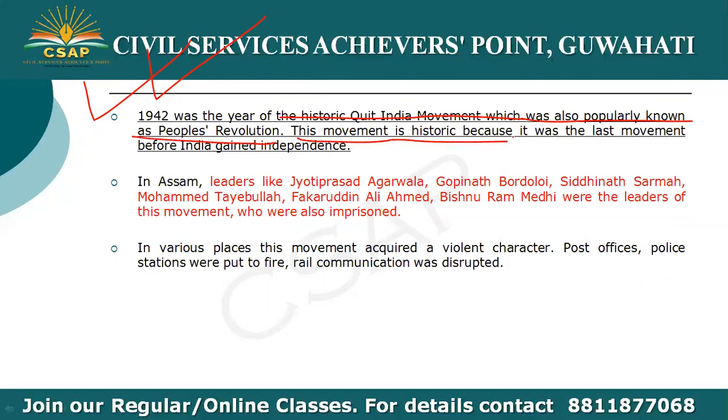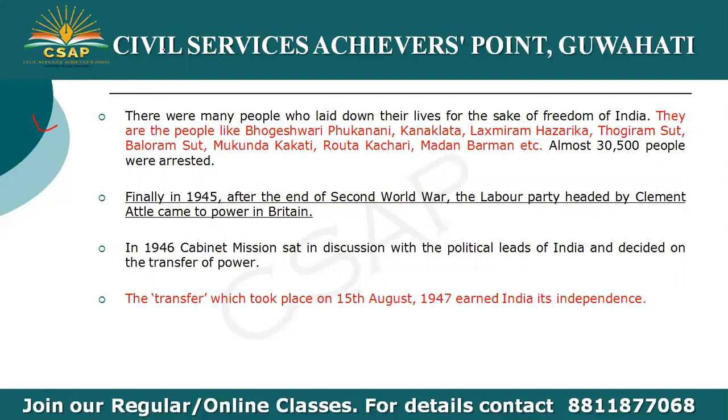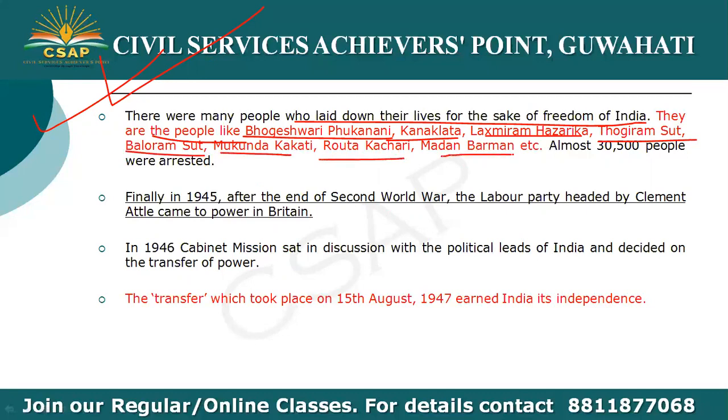This movement is historic because it was the last movement before India gained independence. And in Assam, leaders like Jyotiprasad Agarwala, Gopinath Bordoloi, Siddhinath Sharma, Muhammad Taibullah, Fakhruddin Ali Ahmed, and Vishnuram Medhi were the leaders of the Quit India movement in Assam, and many of them were imprisoned. So there were many people who laid down their lives for the sake of freedom in Assam. The prominent among them are Bhogeshwari Phukanani, Kanaklata, Lakshminath Hazarika, Thogiram Khut, Bolaram Khut, Mukunda Kakoti, Rauta Kosari, Madan Brahman, etc.